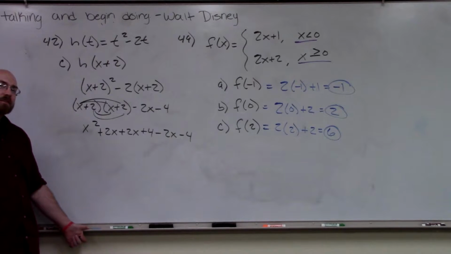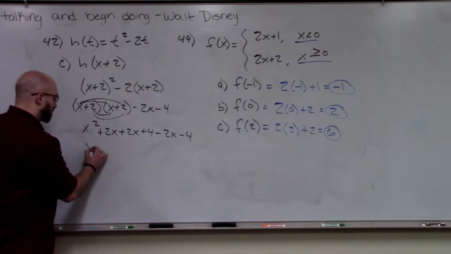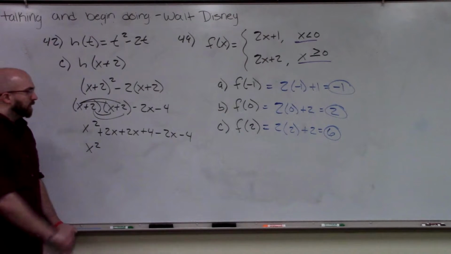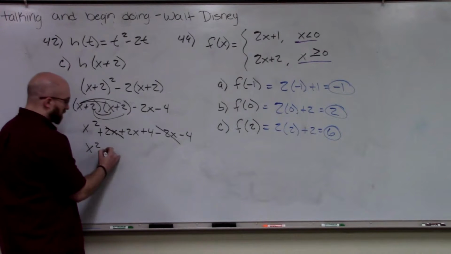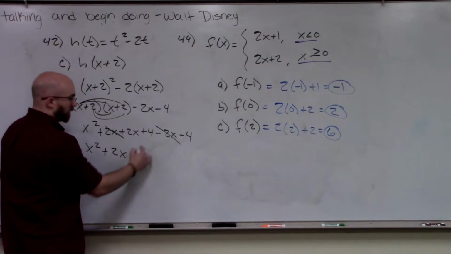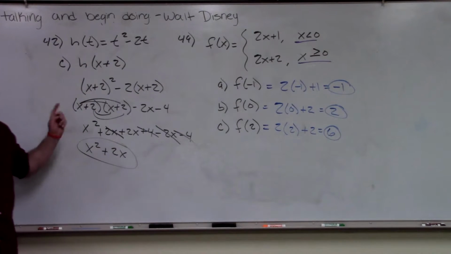Combine like terms, only if they have the same exponent with the same variable. So there's no other x squareds. Okay? We have a 2x and a -2x. We're going to go ahead and cancel that, but we still have an extra 2x. Plus 4 minus 4, they cancel. That would be our answer in this case.